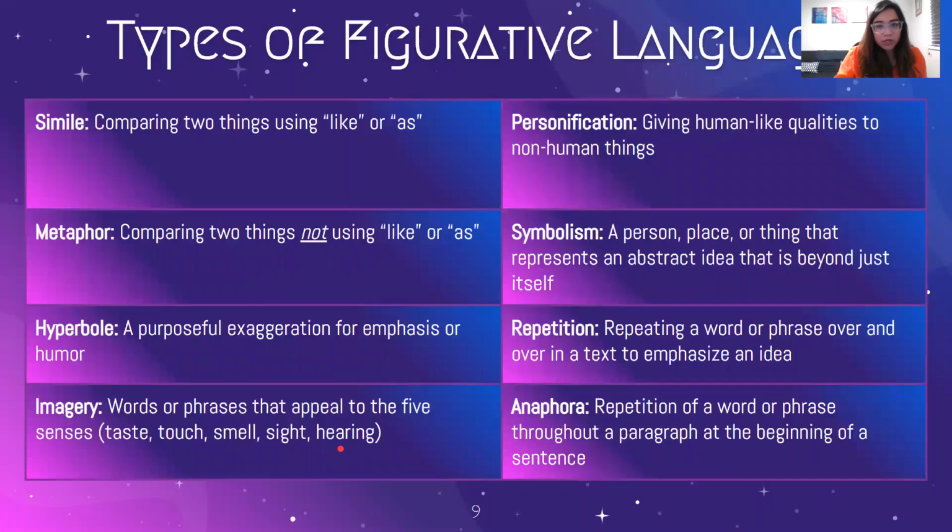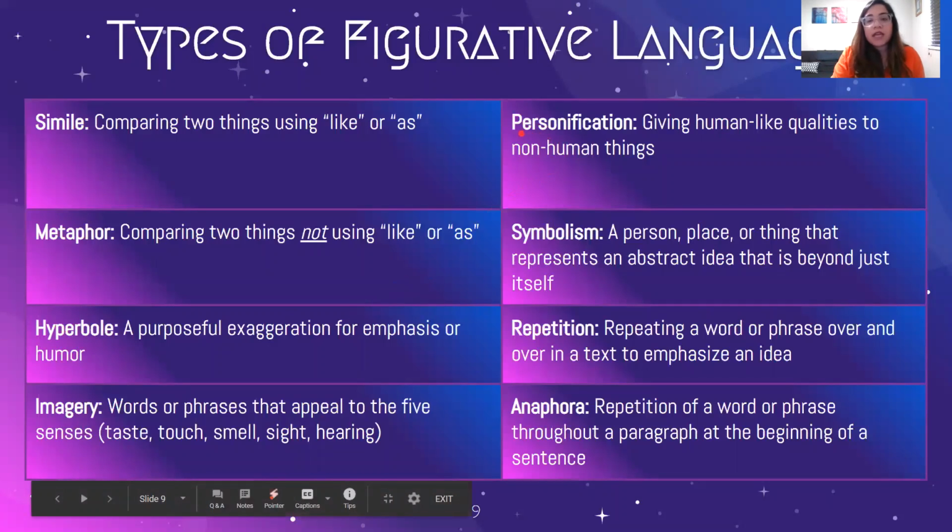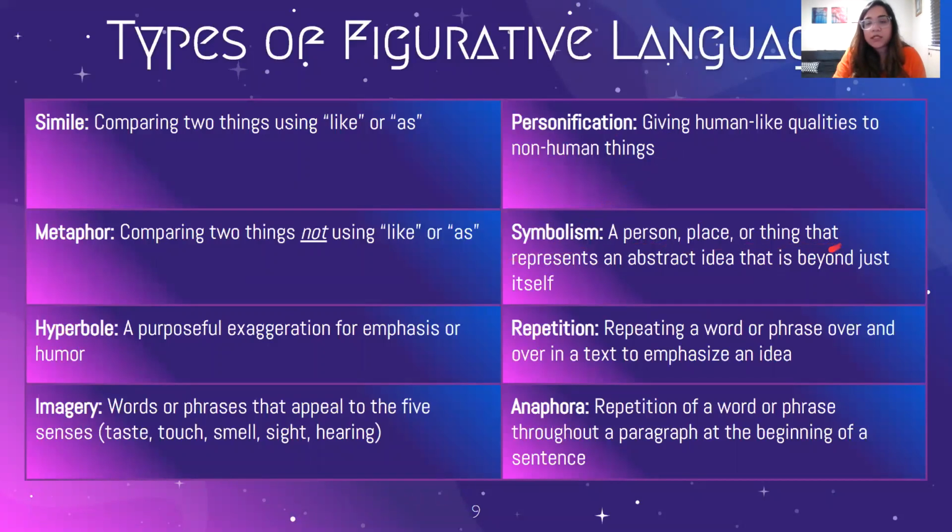And every time that you use imagery and you're explaining why it's imagery, you have to explain that it appeals to a certain sense. So, I ran my hand over the cold, hard surface of the wooden desk. It appeals to your sense of touch. You're now touching the cold, hard surface of the wooden desk. We have personification. It's giving human-like qualities to non-human things, right? Symbolism is a person, place, or thing that represents an abstract idea that is beyond itself.